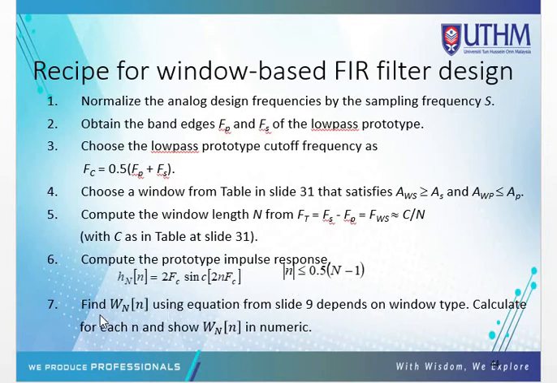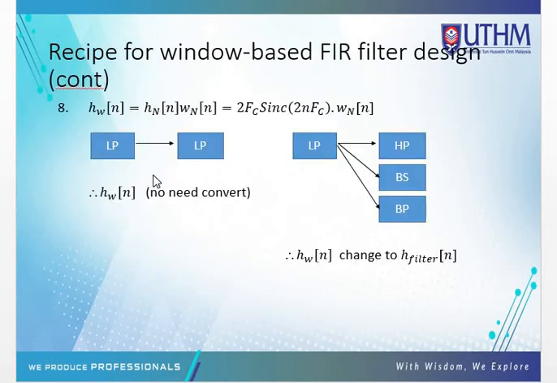And then next is to find the w(n) using the equation from slide 9, depending on the window type. Calculate for each n and show the w(n) numerically. Then find the hw(n), which is equal to h(n) multiplied with w(n). This is the point-wise product.